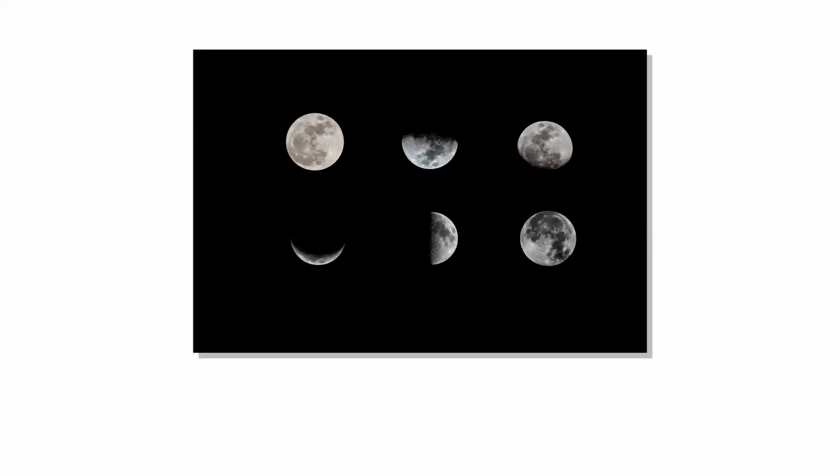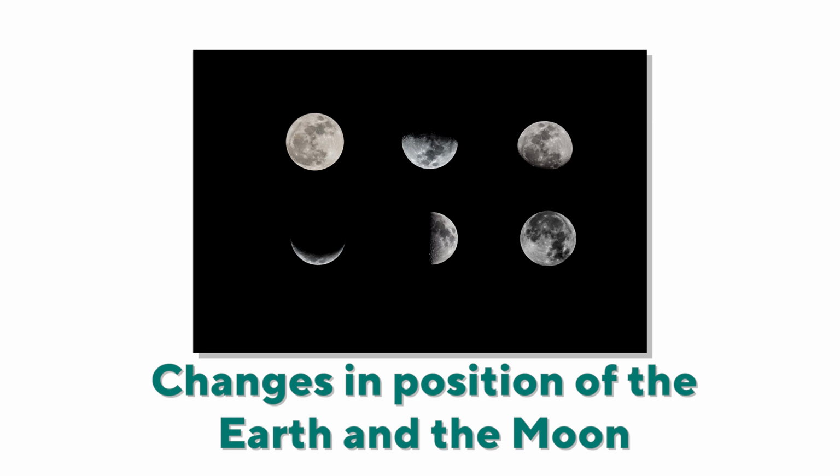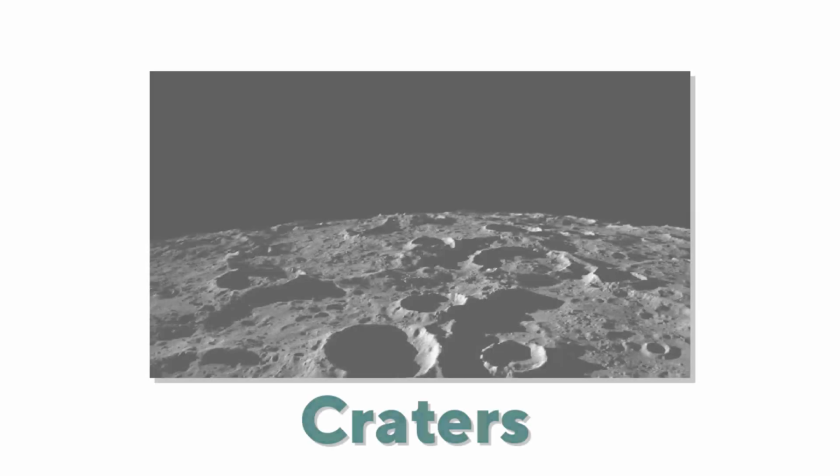The moon appears to change its shape every now and then, but that's not true. It only looks like that because of the change in position of the Earth and the moon. There is no water and no air on the moon, so there is no life on the moon. Moon has these small holes, tiny depressions. You know what they are called? They are called craters.